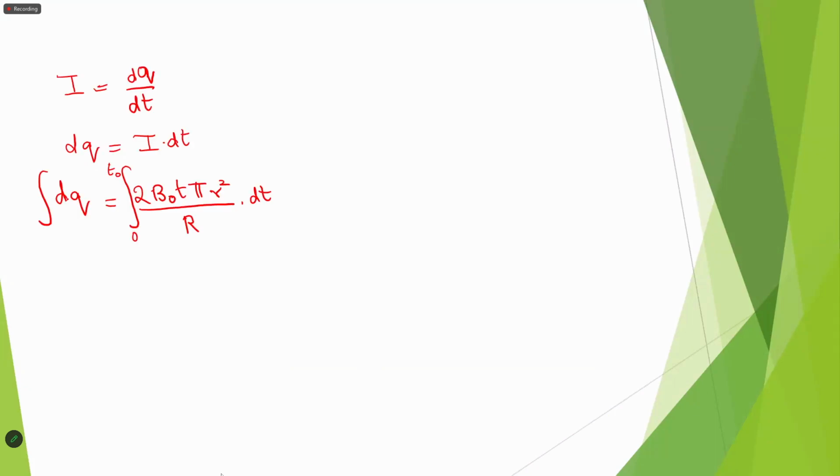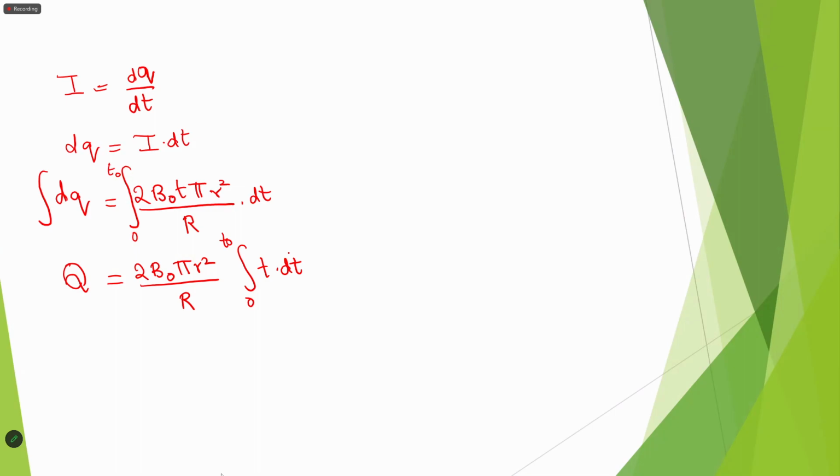When you integrate for the total charge, you will get total charge q. Whatever is not related to time, you can take out of the integration, thinking of it as a constant. 2 is a constant, b naught is a constant, pi is a constant, r square, the radius square, is a constant, resistance is a constant. Only the t will be left inside. So I'm going to take everything out: 2 b naught pi r square divided by R, and what is left inside is from 0 to t naught, integrating t dt. Clear? Any doubts still here?